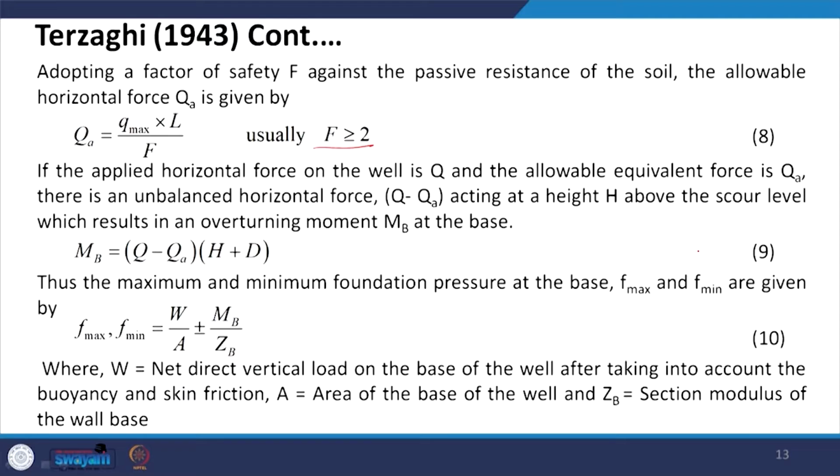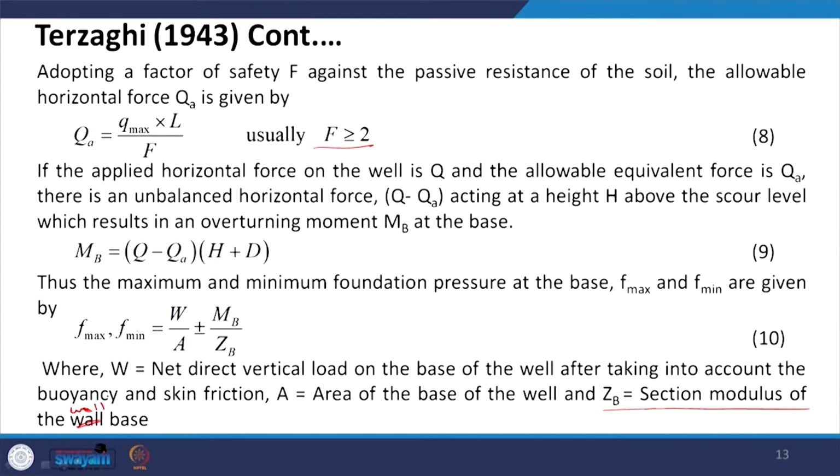Now, once Mb is known and the total weight of the valve coming on the top is known, you can find the maximum and minimum foundation pressure at the base, which is given by equation 10. The maximum value naturally will come with the plus sign, and if you use the minus sign you will get the minimum value, and these values should be less than the permissible stresses. So, the maximum net direct load on the base of the valve, after taking into account the buoyancy and skin friction, A is the area and ZB is the section modulus of the well base. So, this is not the well wall, this is the well base.